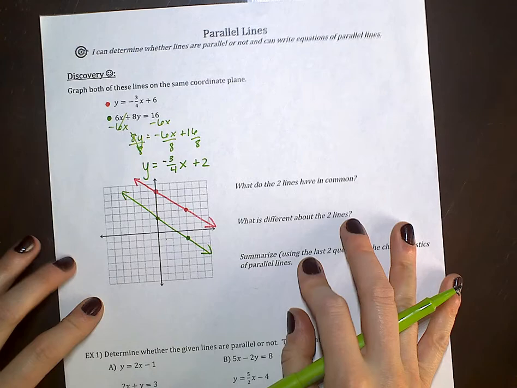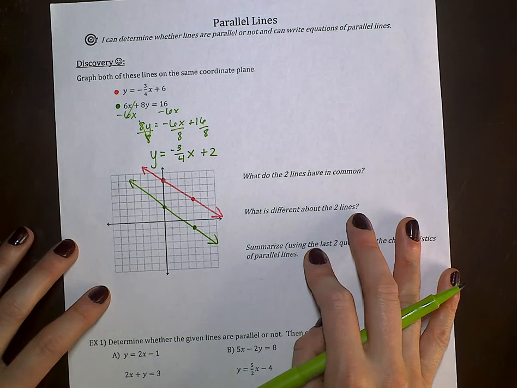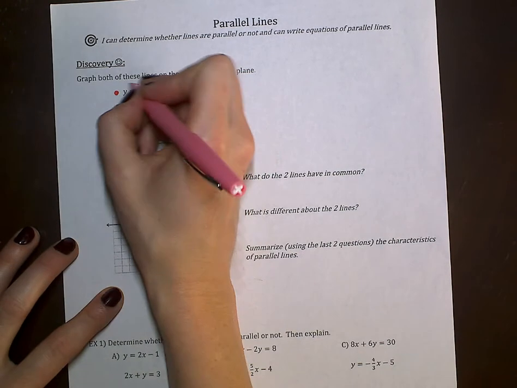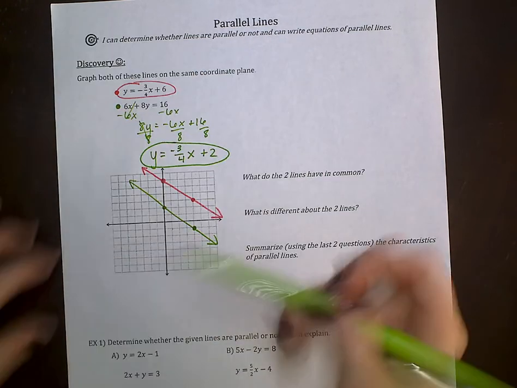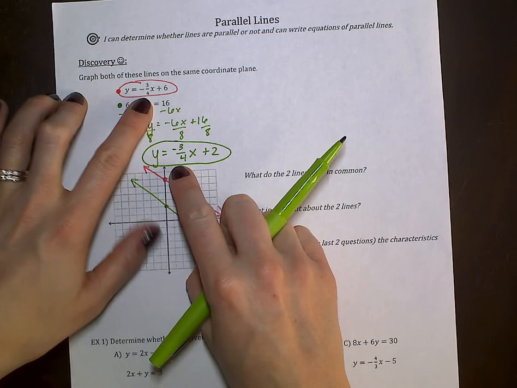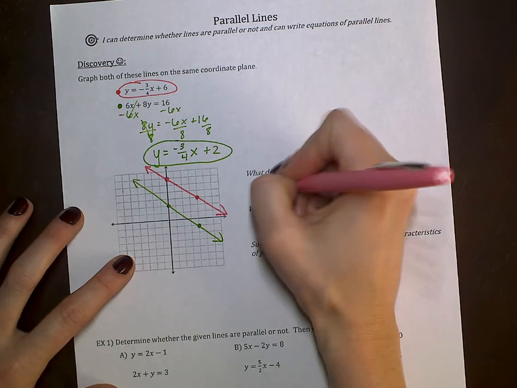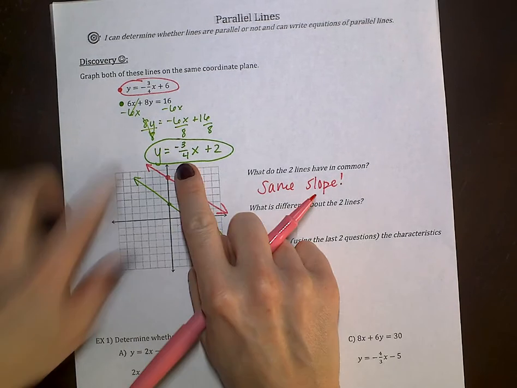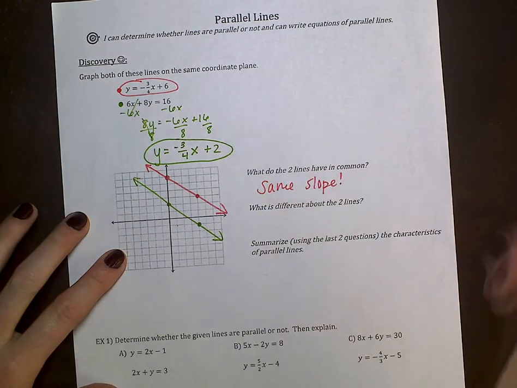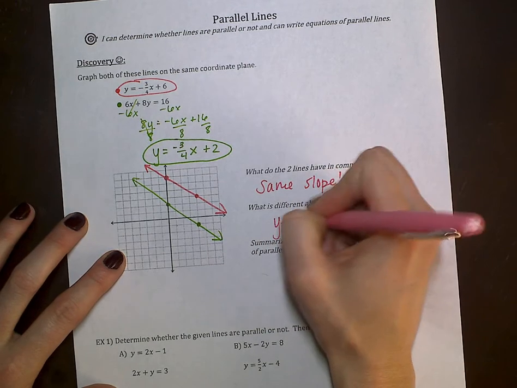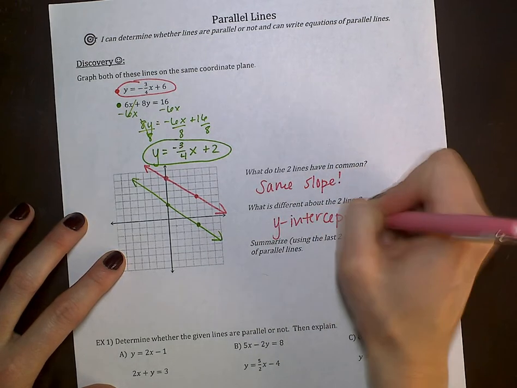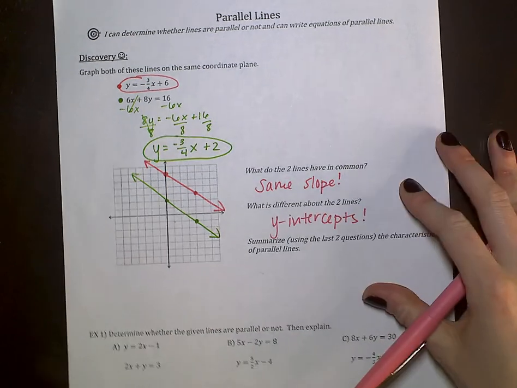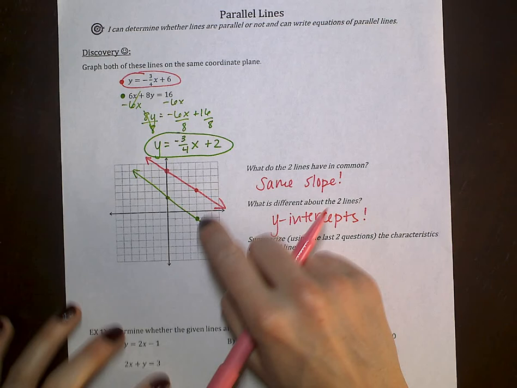Okay, so there's my two lines, and if you notice anything about the lines, here was the green one, here was the pink one, hopefully you can pick out that they have the exact same slope, negative 3 over 4. What's different about the two lines? Well, the slope was the same, but the y-intercepts are different. If I put those two things together, that is exactly what I need to know for today about parallel lines. And you guys, these lines are parallel.